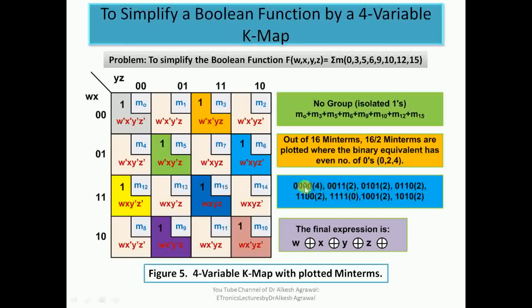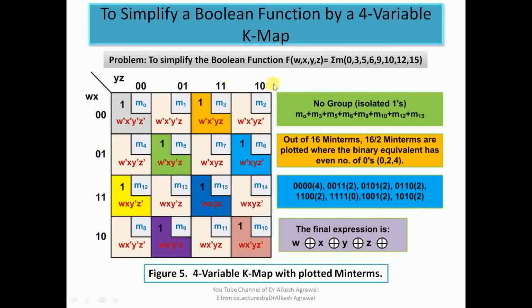So these combinations of minterms are 0000, where we have four zeros. Then for this minterm we have 0011, so we have two zeros. Then for this we have 0101, again two zeros. For another one we have 0110, two zeros, 1100 with two zeros. In this combination 1111, for this minterm, we have no zero, which is again treated as an even number of zeros. For another minterm, we have binary equivalent 1001, two zeros, and 1010, two zeros.